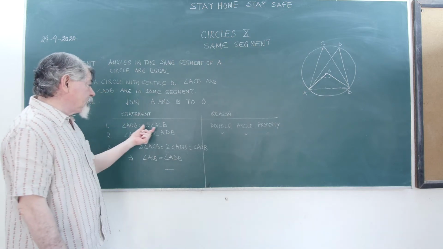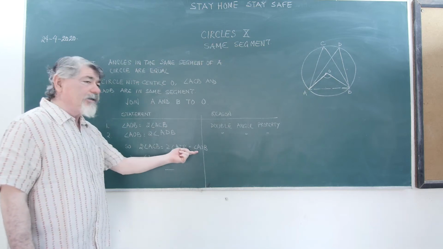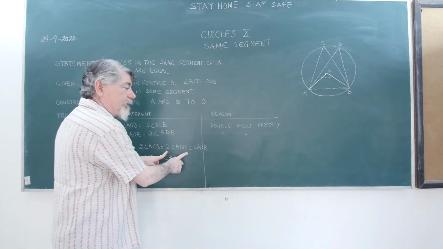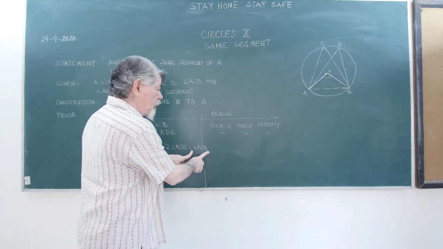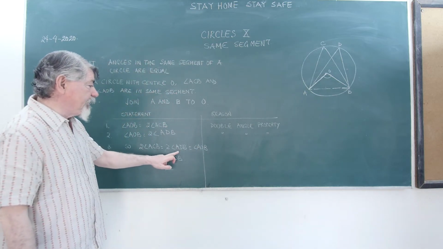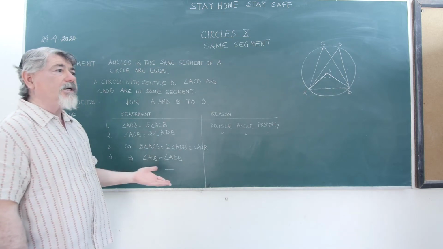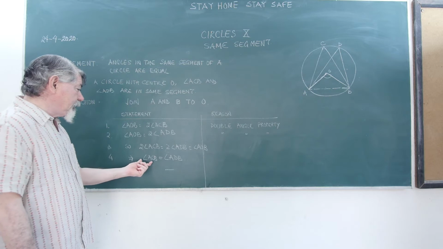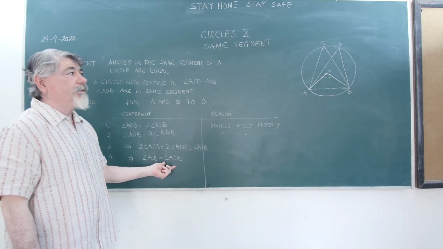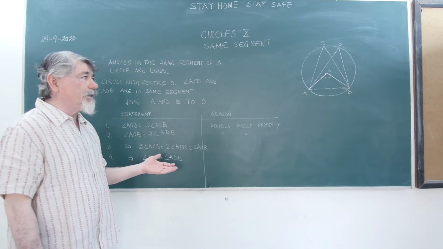Now realize that double of ACB and double of ADB are the same, that is angle AOB. 2 angle ACB is equal to 2 angle ADB is equal to AOB. So 2 ACB is equal to 2 ADB, that means their halves will also be equal. When the doubles are equal, their halves have to be equal. That means angle ACB will be equal to angle ADB. The angles in the same segment of a circle are equal.